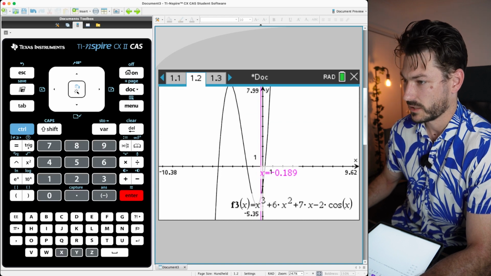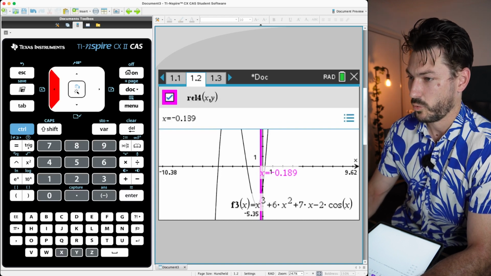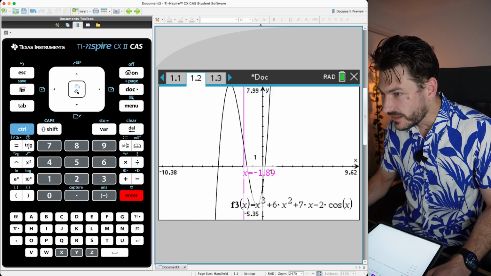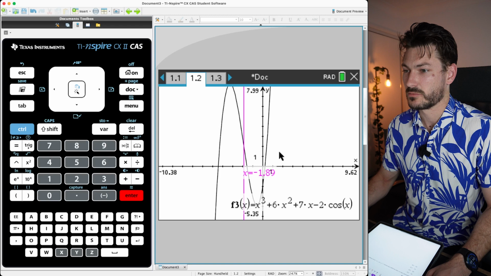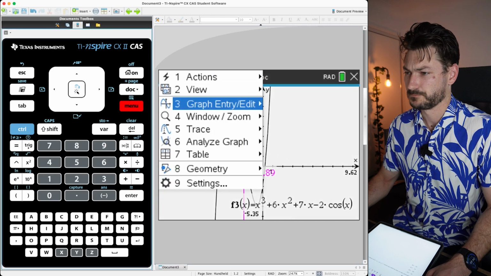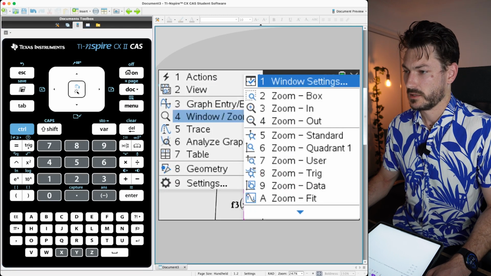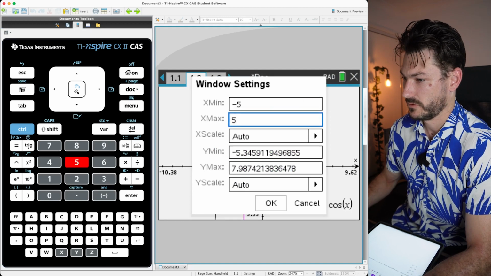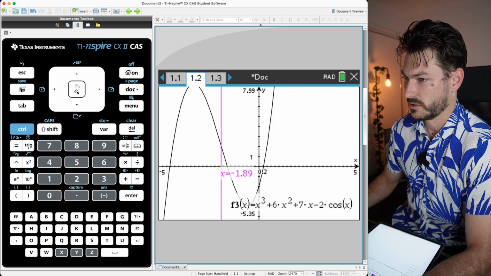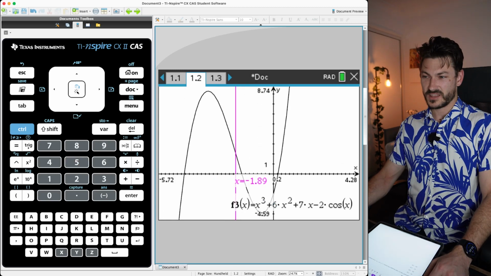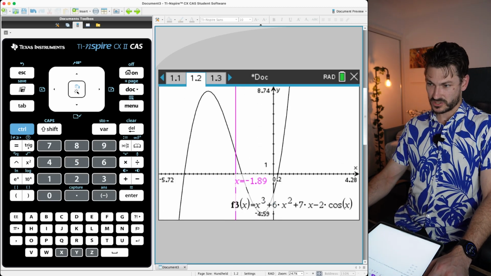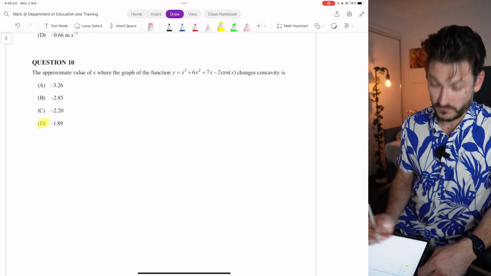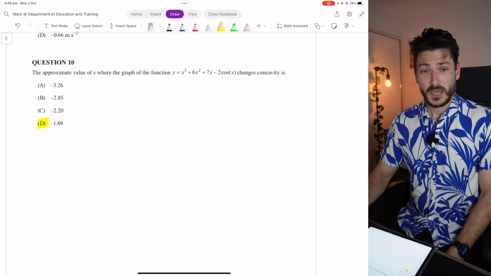Oops, that's 0.189. I wanted 1.89. And yes, I might just change the window so we can see it a bit better. Narrow in on these x values. Let's go -5 to 5. And that's good enough. Okay, so that looks like it is pretty much the point of inflection there at -1.89. So I'm going to select D for question 10. And there you have it.